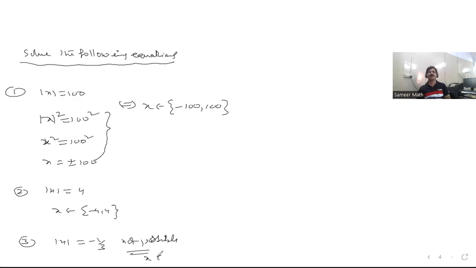Not possible. That means x belongs to the empty set. Right, sir? x belongs to the empty set. Now come to the next one, the fourth example. I want to take a different example.